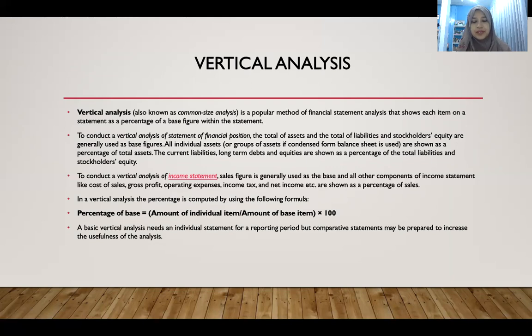Well, we normally do the vertical analysis for one reporting period, but we can also do it for a series of different reporting periods, so that we can see the pattern from one reporting period to another, and how the common size analysis changes.